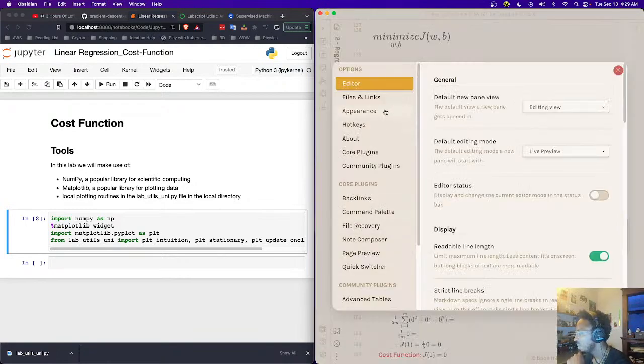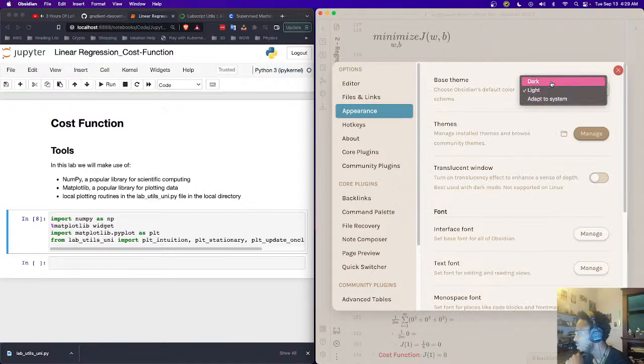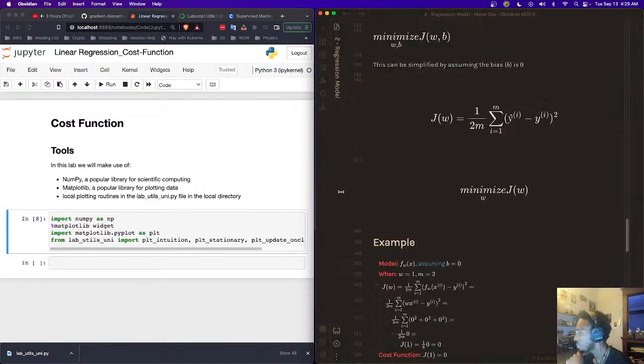I'm just going to switch my theme here over to dark mode, and then we can get started.